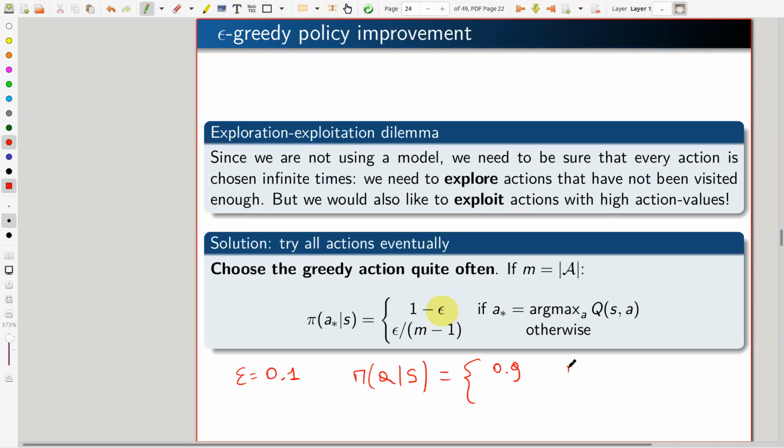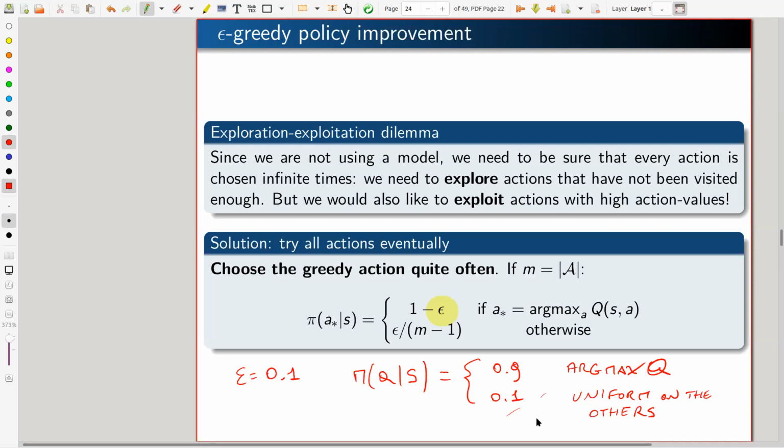I'm choosing argmax of the Q values, and with probability 0.1 uniform on the others. So if I have 100 actions available, then 90% of the time I will choose the best one. And each one of the 99 remaining, I will choose with probability 0.1 over 99, uniformly.